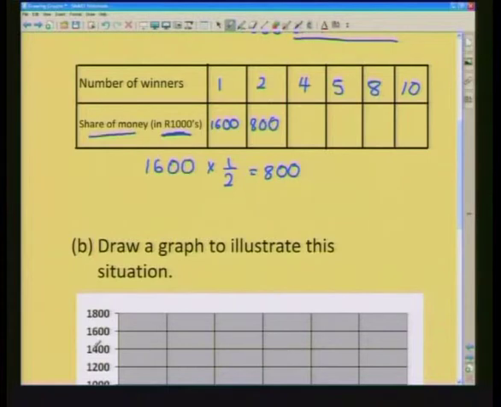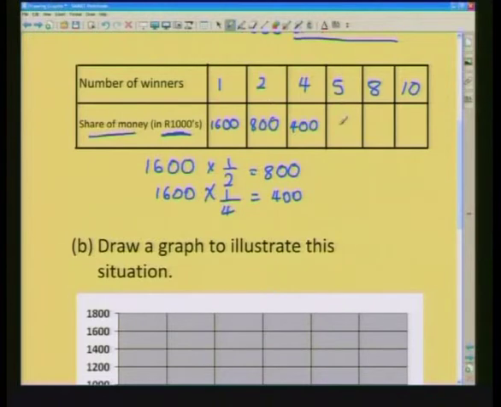That makes sense. If there are 4 winners, same thing. We take the 1,600. We're sharing it equally between 4 people. So that means each one will get a quarter of the share. So a quarter times 1,600 would give us 400, which is 400,000.